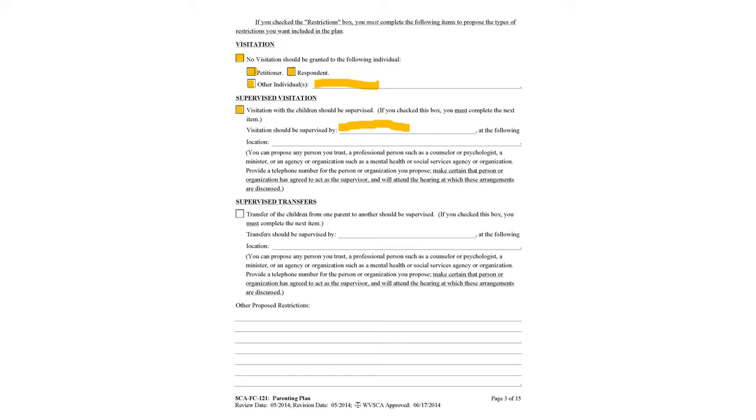Keep in mind the relationships between the person you suggest and the other parent. The purpose of the supervision is to protect the children and not make either party uncomfortable. Here you will include where the visitation should occur.